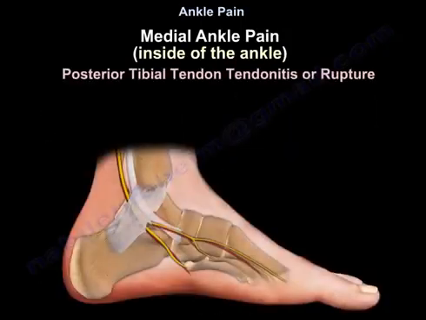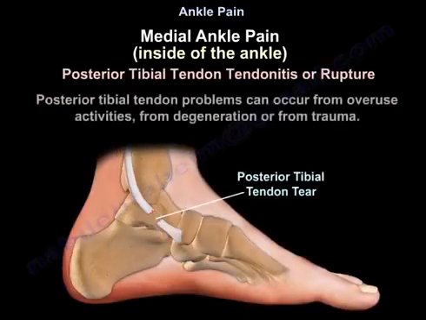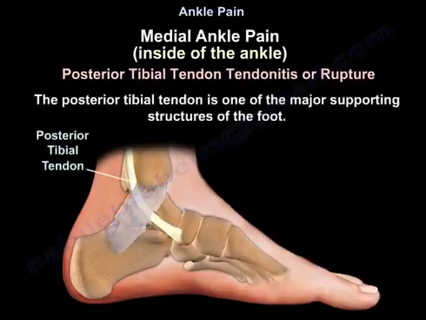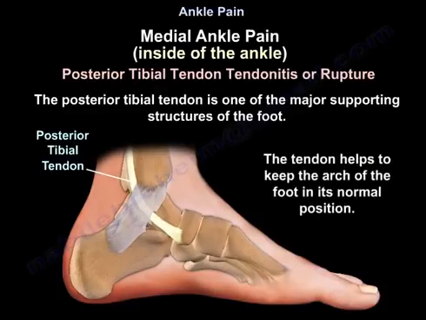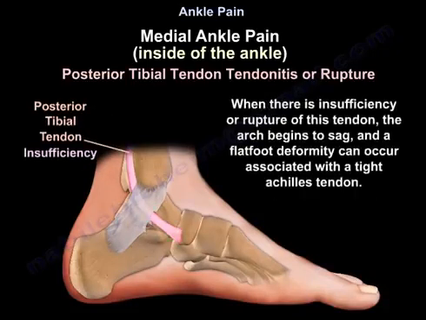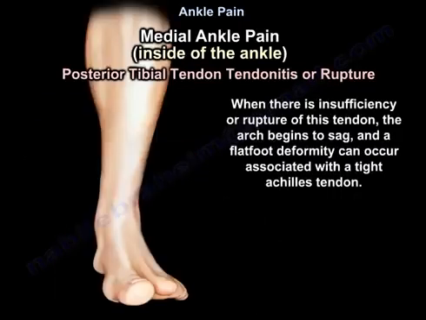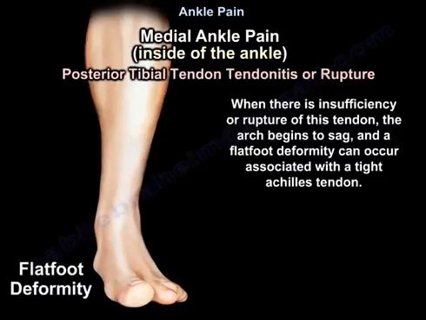Posterior tibial tendonitis or rupture. Posterior tibial tendon problems can occur from overuse activities, from degeneration, or from trauma. The posterior tibial tendon is one of the major supporting structures of the foot. The tendon helps to keep the arch of the foot in its normal position. When there is insufficiency or rupture of this tendon, the arch begins to sag and a flatfoot deformity can occur, associated with a tight Achilles tendon.